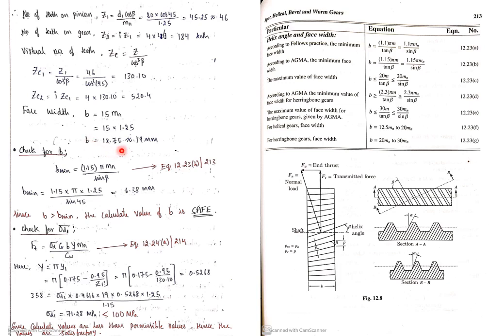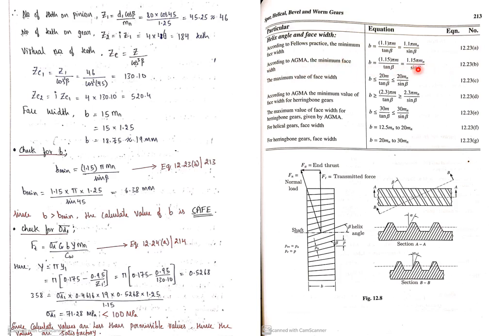So we need to check whether the assumed values are within the limit or not. First we have to check the face width. You can see the data handbook here, on this page. Here we need to check whether the face width which we got must be greater than the minimum face width that the gear must have. You can see here the minimum face width.